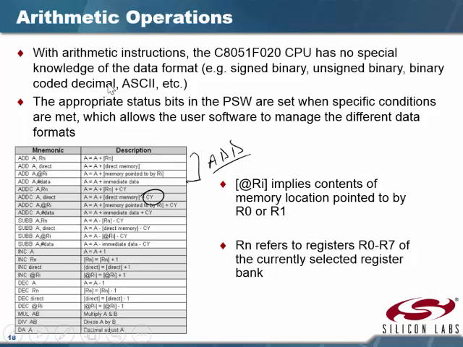The next two instructions are multiply, where we multiply A and B, and divide, A by B. The multiply and divide have to use the A and B registers. You can't use memory locations for multiply. And then the last instruction here is our decimal adjust A.